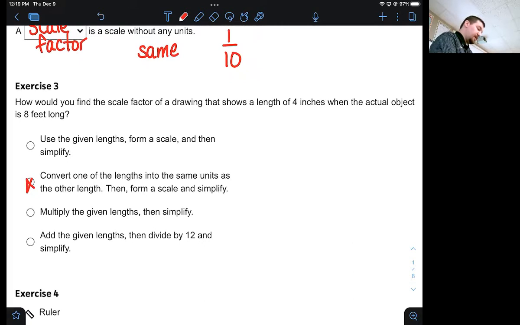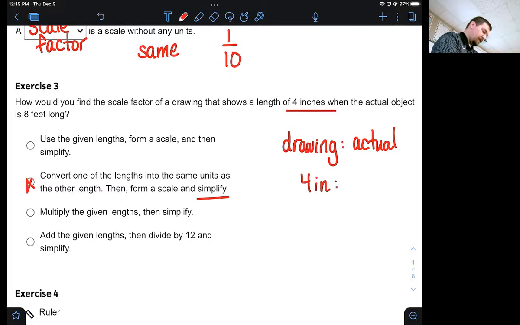I'm actually going to do it in a different order. I prefer to simplify at the beginning so you don't have to do it at the end. So when we're writing our own scale, the drawing measurement or the model measurement has to come first, and the actual measurement you list second. So our drawing dimension, it says the length of the drawing is 4 inches, and the length of the actual object is 8 feet. Now, does that scale reduce?